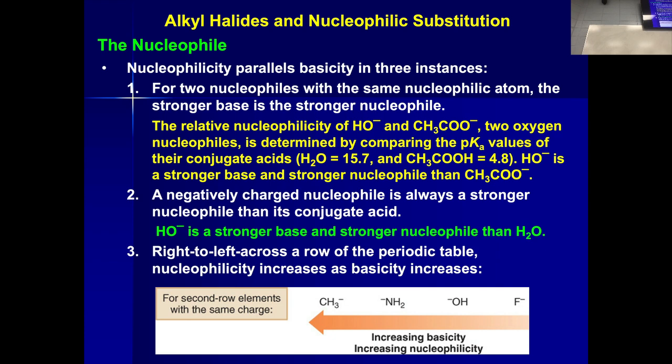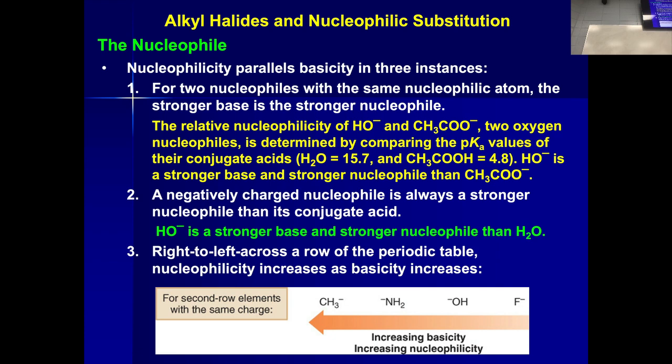So if we have 2 nucleophiles that have the same nucleophilic atom, the stronger base is almost always the stronger nucleophile. So for example, if I have hydroxide and acetate, both of those have a negatively charged oxygen. Okay, it turns out that the pKa, right, for hydroxide is 15.7 and the pKa for acetate is 4.8. And so since hydroxide is the stronger base, it's going to be the better nucleophile.